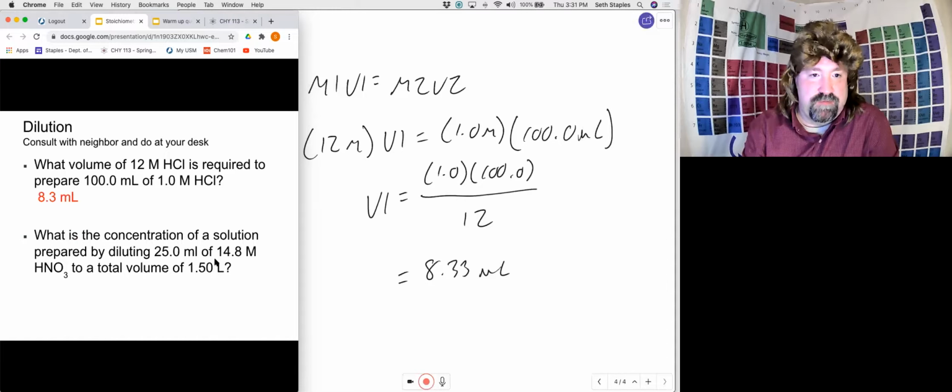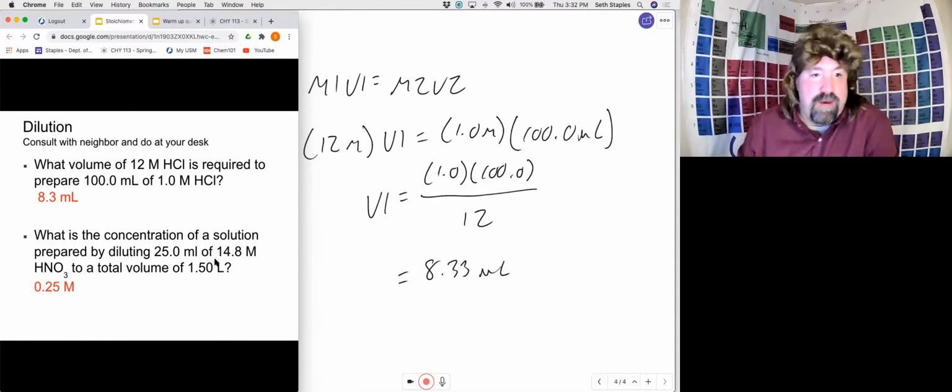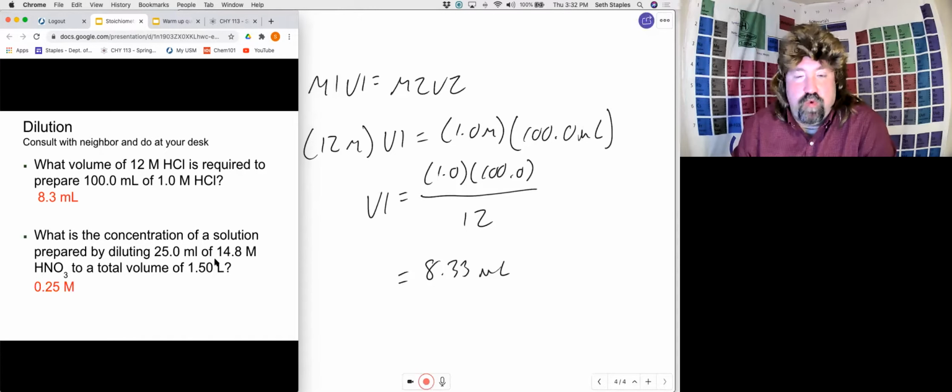Here we go. So go ahead and try this one then. Trying to find the new concentration after we've diluted this nitric acid. So go ahead and pause the video and see what you can come up with. Hopefully you came up with the solution being 0.25 molar.